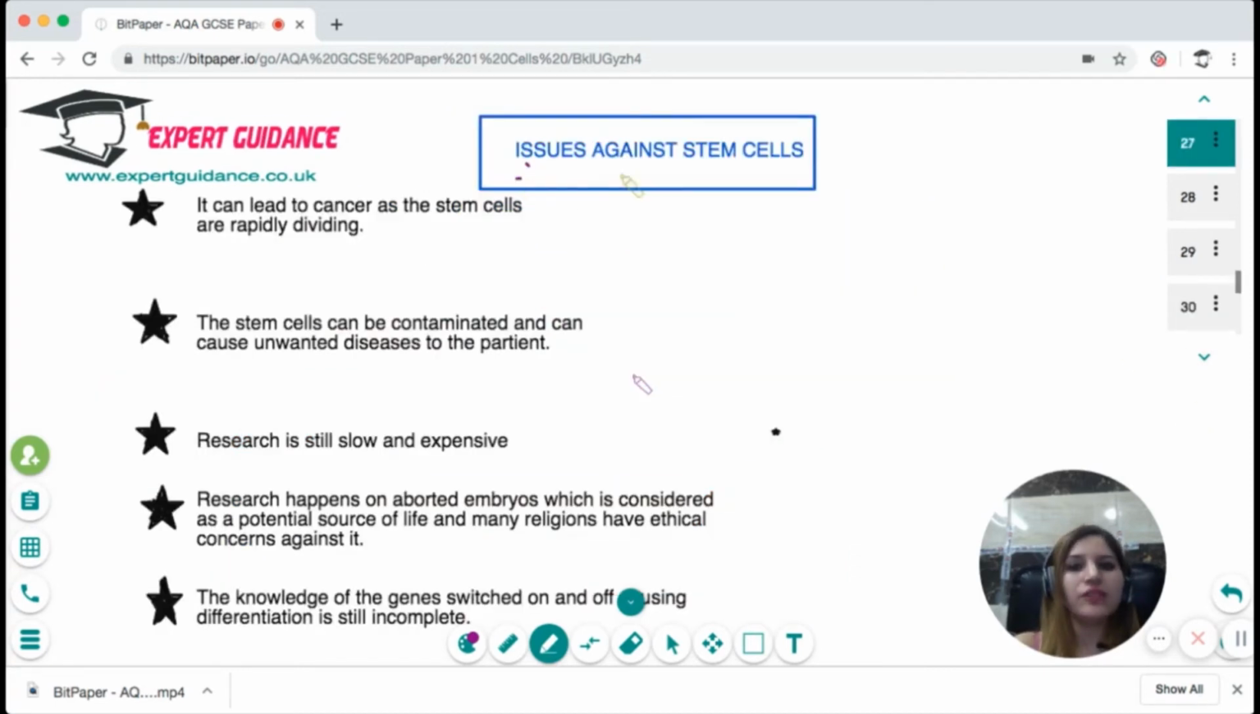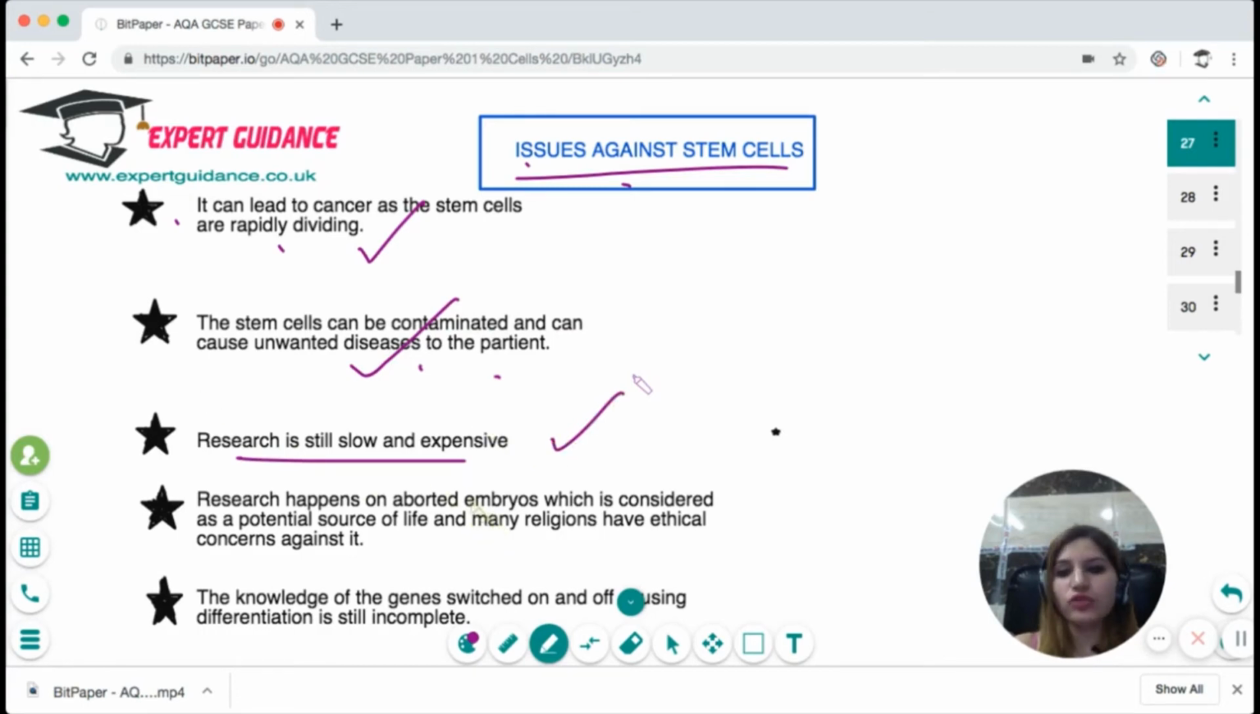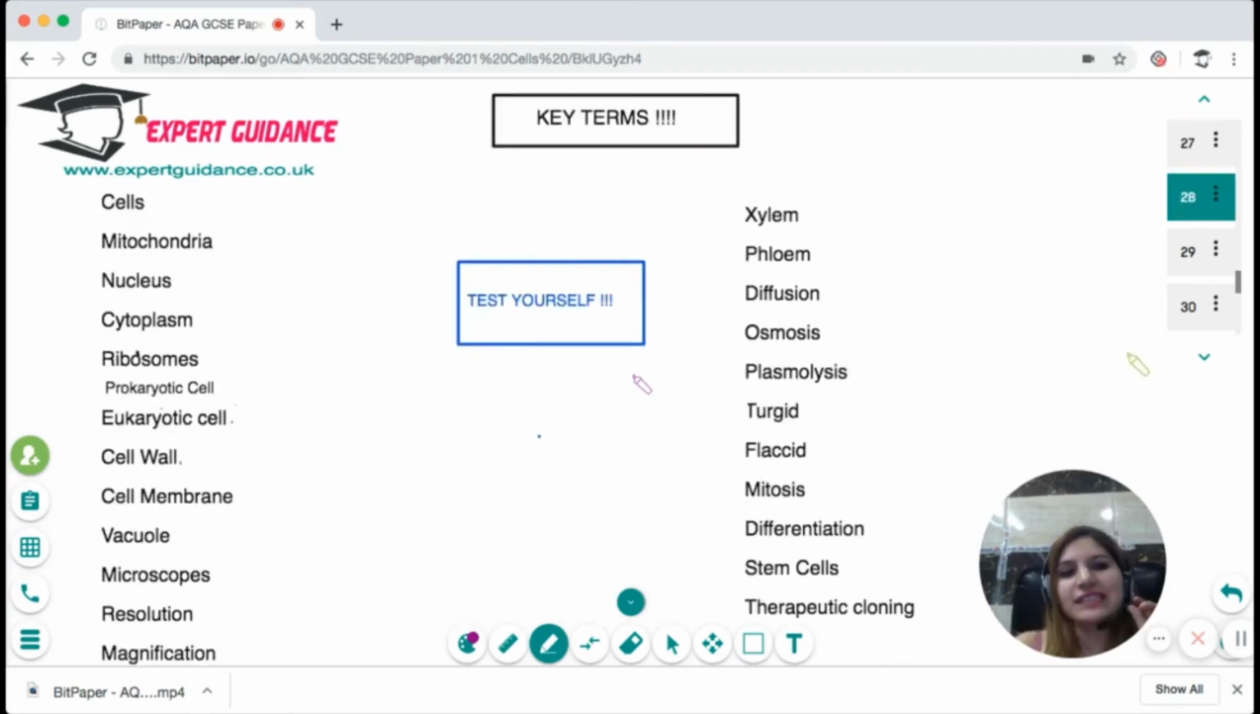However, there are a lot of issues against stem cells. As stem cells are rapidly dividing, if we introduce them into an organism, it can lead to cancer. The stem cells can be contaminated and can cause unwanted diseases to the patient. The research in stem cells is still slow and expensive. The research happens on aborted embryos, which are considered a potential source of life, and many religions have ethical concerns against it.